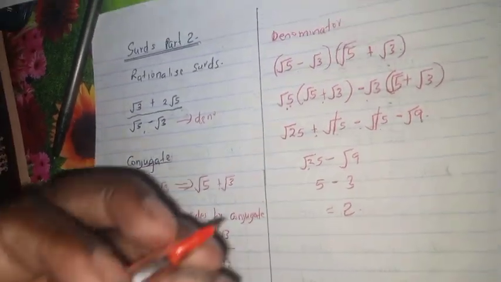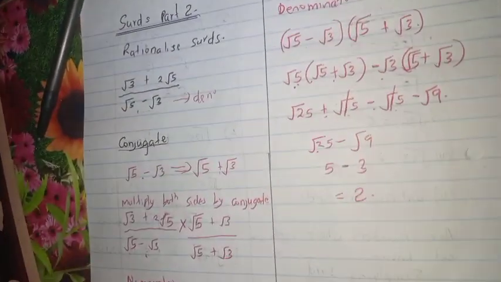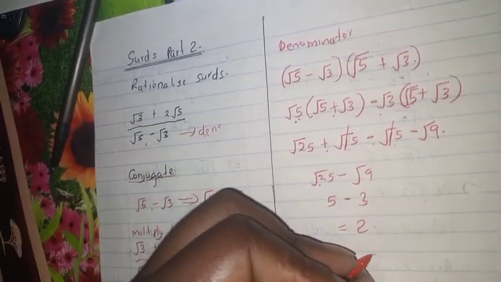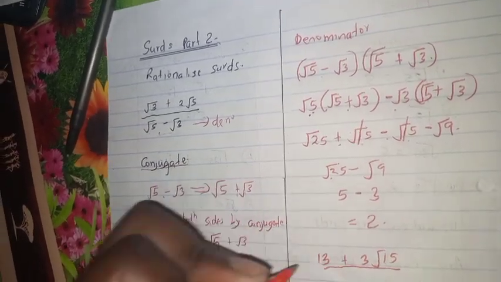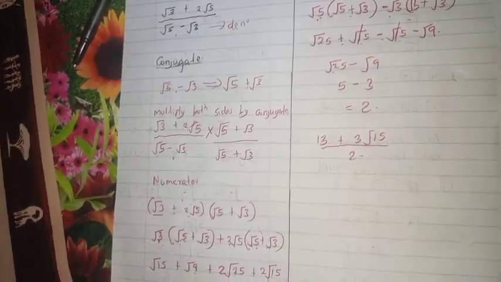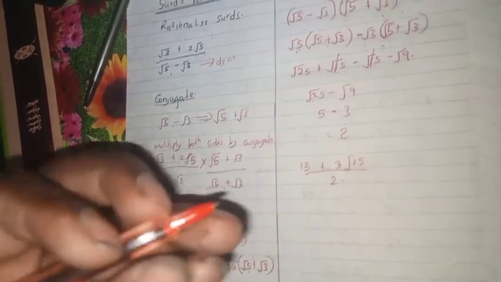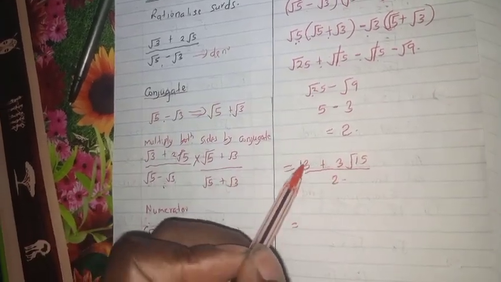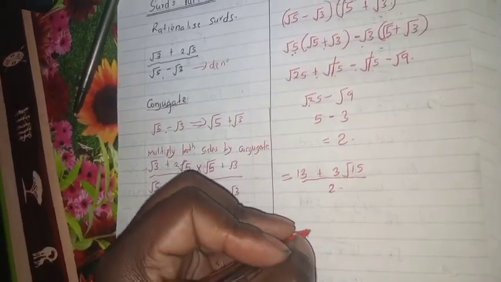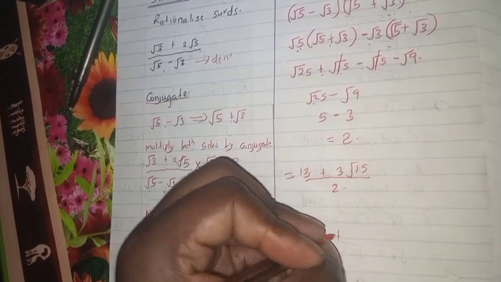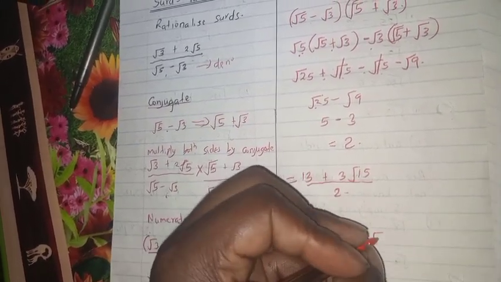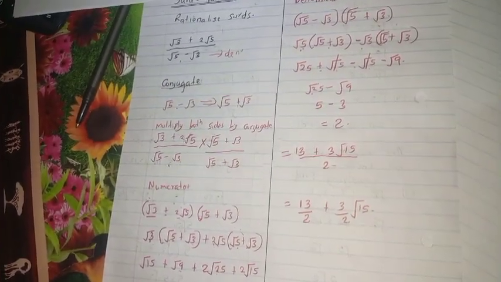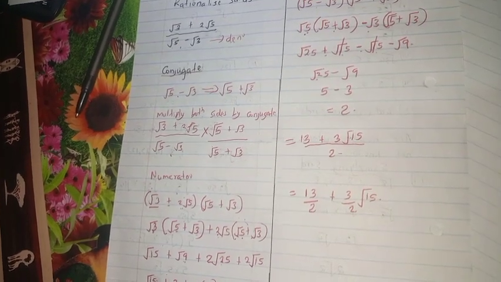Now writing the answer, we just take the numerator and the denominator, and that means we have 13 plus 3 root 15 over 2, and we can simplify that so that we don't have a denominator. You can leave the answer as this one, but you can also simplify it by dividing all through by 2. Therefore we'll have 13 over 2 plus 3 over 2 root 15, and that is the answer to our problem. That is how we rationalize the surds.